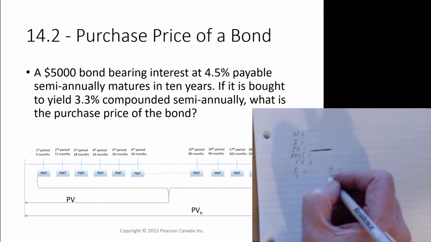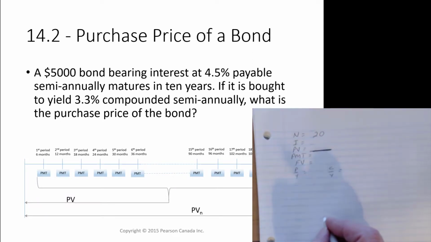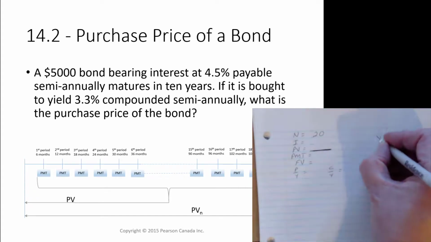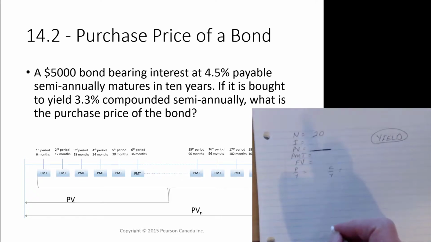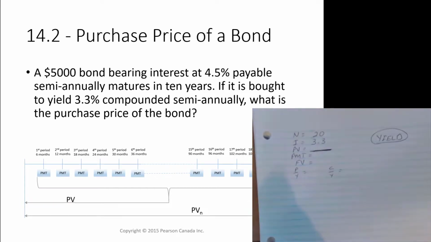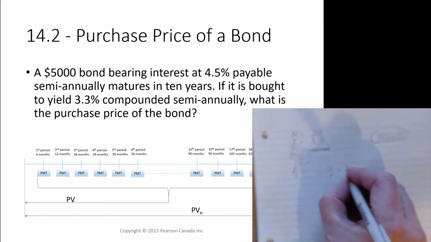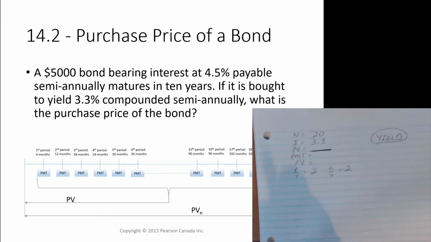N is the number of payments. It matures in 10 years, with 2 payments a year, so 20 payments. Now what's I? I refers to the yield, the market rate of interest, which in this case is 3.3%, compounded semi-annually, so that is 2. The payments happen to be every 6 months as well. That's common, but doesn't have to be.